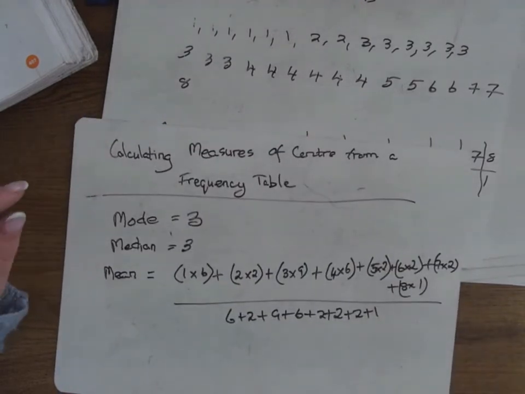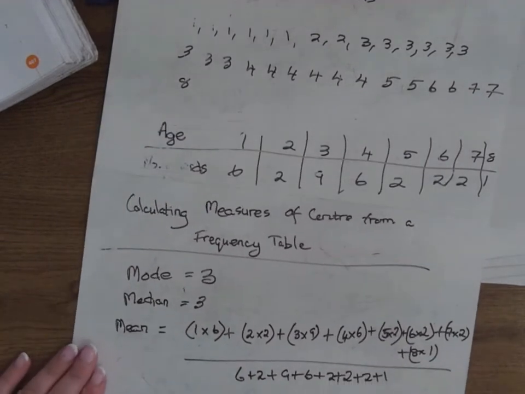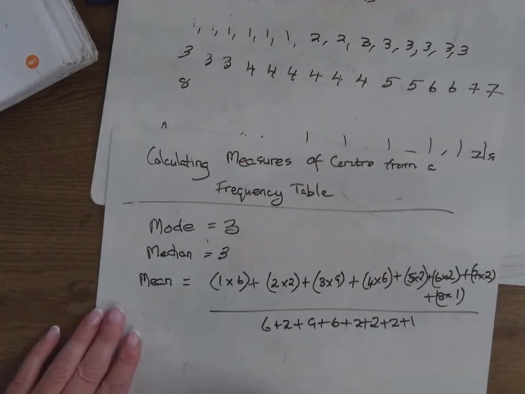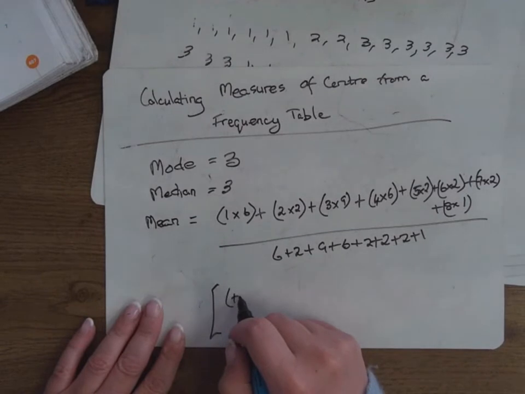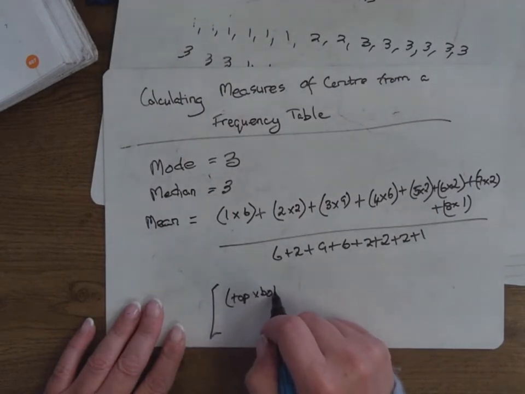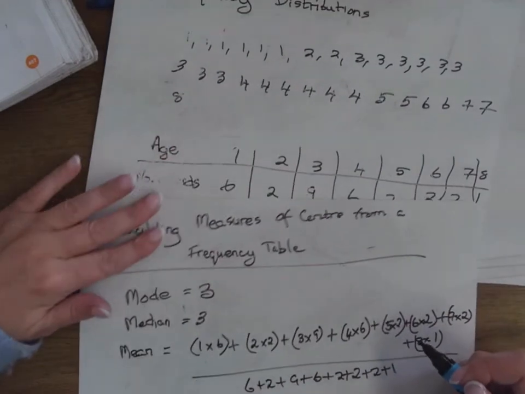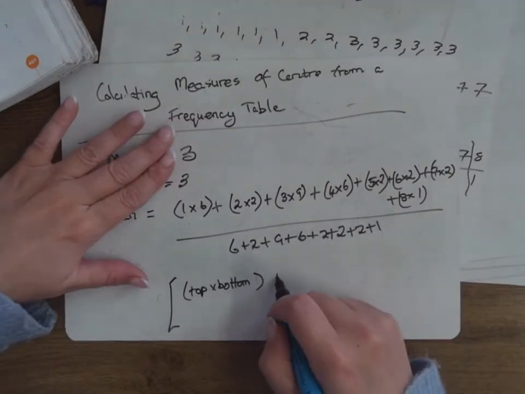So it's top by bottom, add top by bottom, add top by bottom, divided by all the bottom line added up, right? So I might just write that down, okay? So it's the top number multiplied by the bottom number, add the top number multiplied by the bottom number.